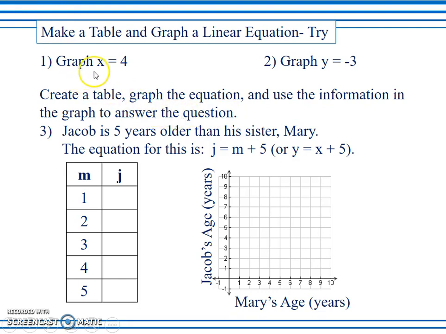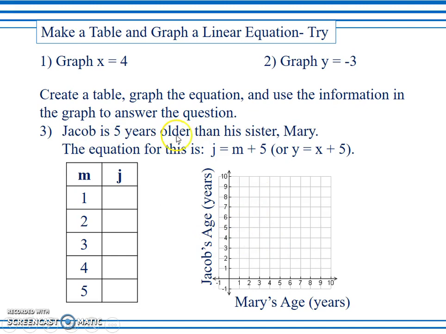Okay, before you finish, I'd like you to do some graphing for me and bring this back to class. I'd like you to graph the line x equals 4. I would like you to graph the line y equals negative 3. And then the last one asks you to create a table, graph the equation, and use the information in the graph to answer a question when you come back to class. So right now you're going to do step 2, which is substitute m in and find out what j is. Then you're going to graph it, and then we're going to talk about it when you get back to class.